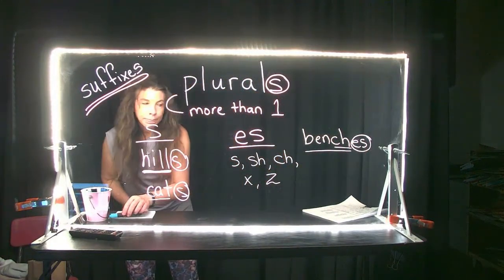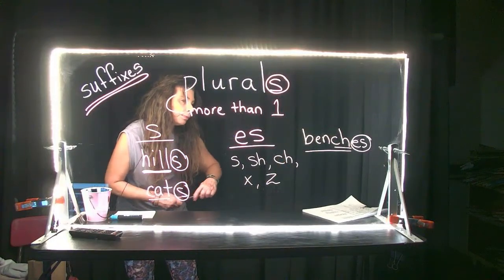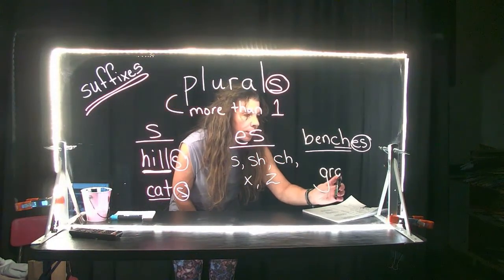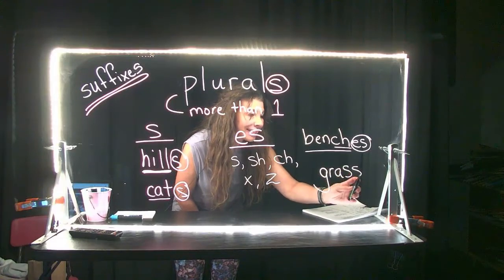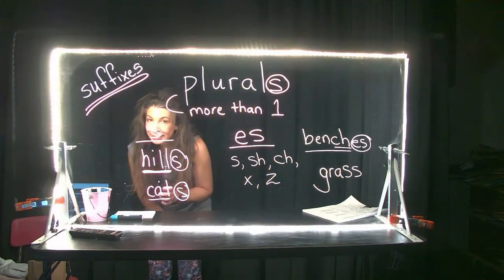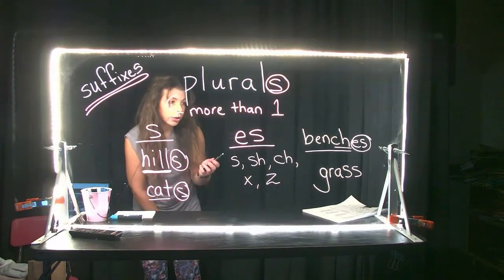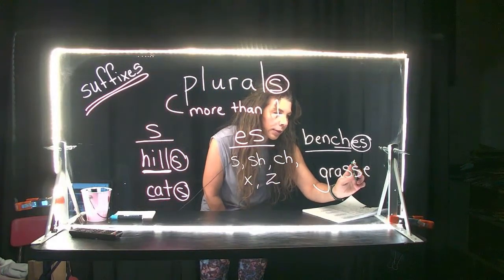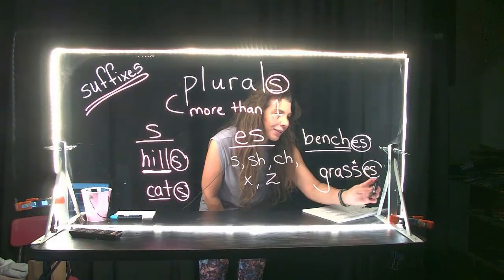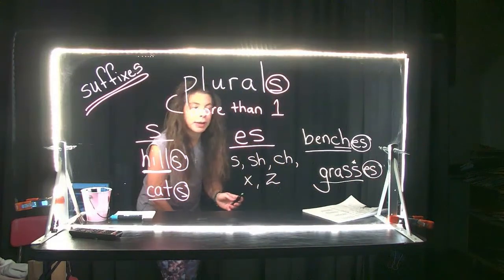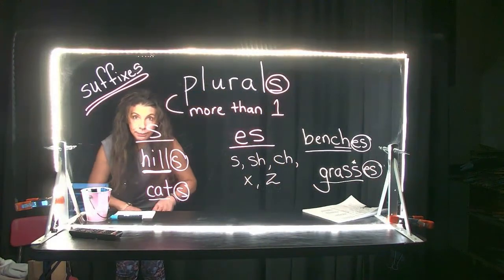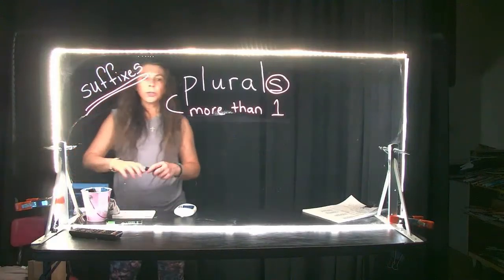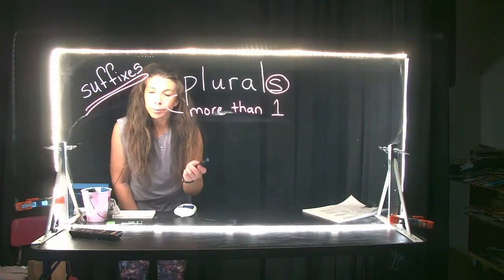Benches is your plural. Or if you have grass. There are many different types of grasses. Grass is our singular noun. Because it ends with an S, that double bonus letter, you have to add the suffix es to make it grasses. So third grade, those are called our regular plural nouns.